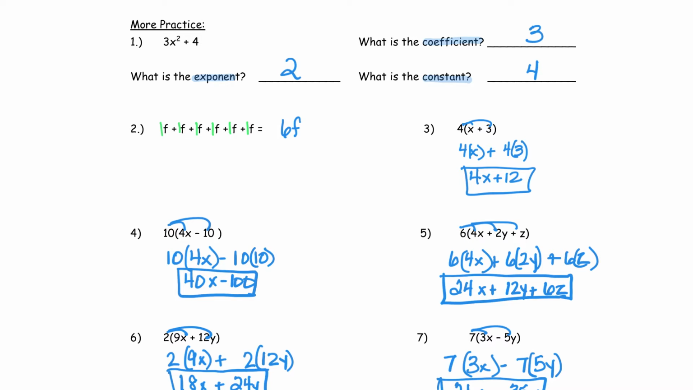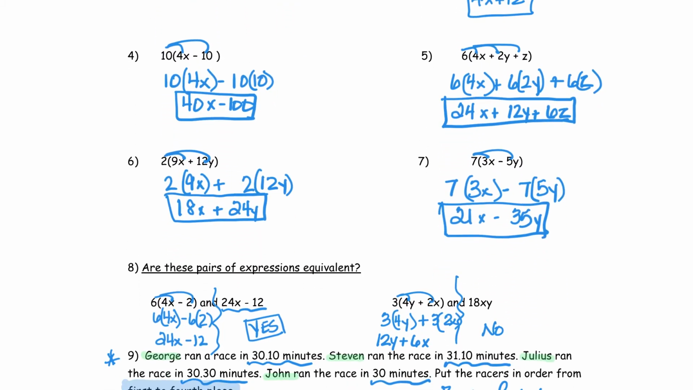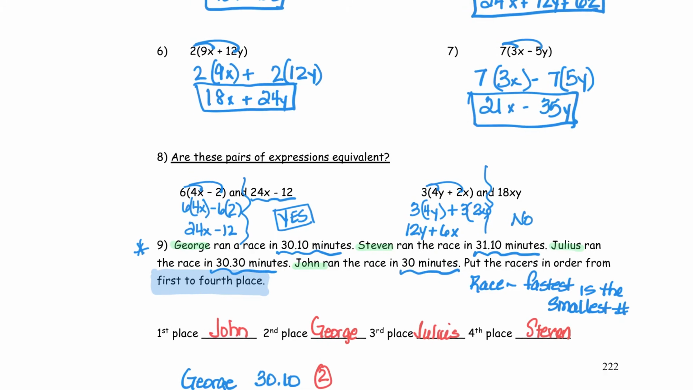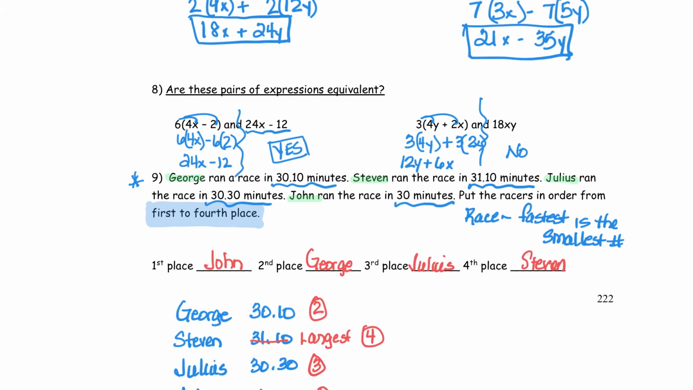So here are the answers for 1 to 5. I'm just going to slide it down. There's 6 and 7. And then we have number 8, are the pairs of expressions equivalent. Remember, when we come around in the classroom, we should always see solve, show the work. So for the first one here, you can see that it's 24x minus 12. Is that the same as what's here?